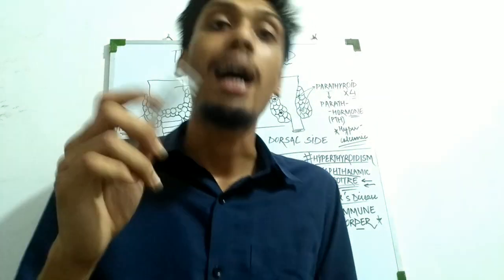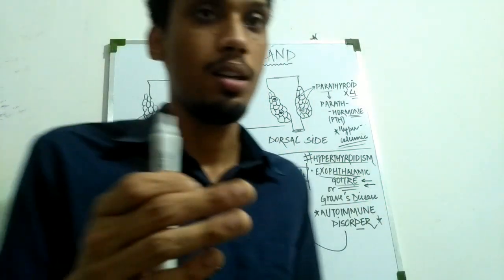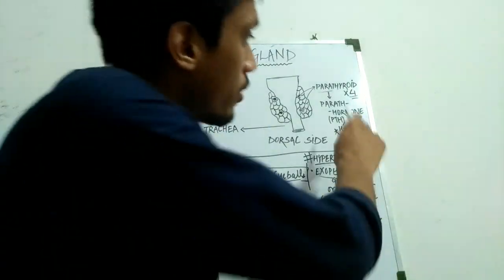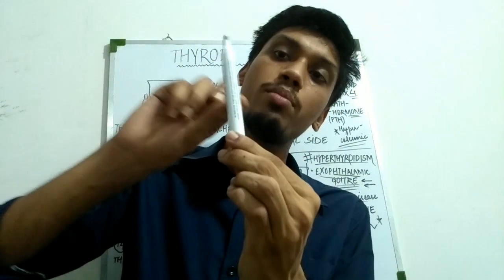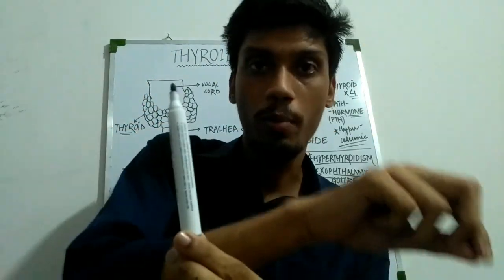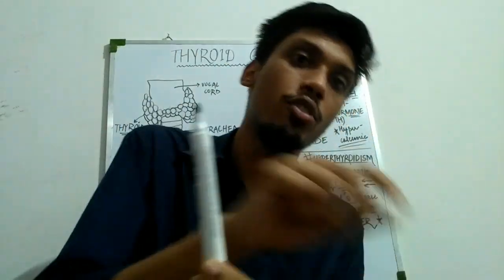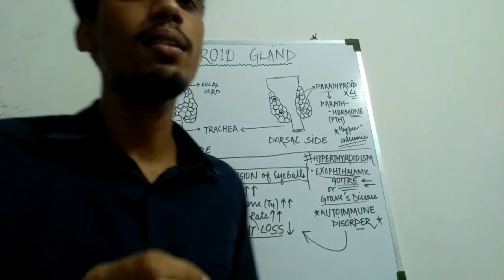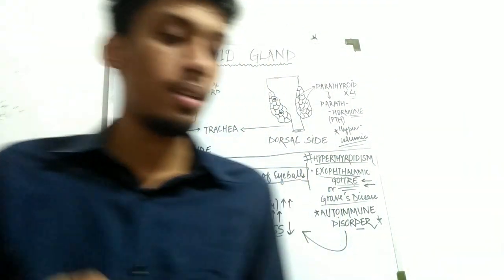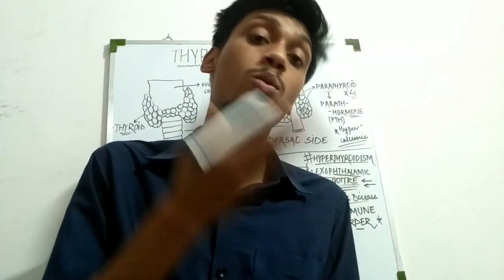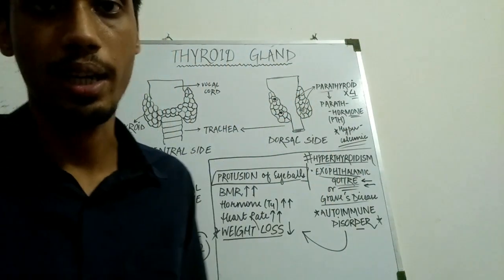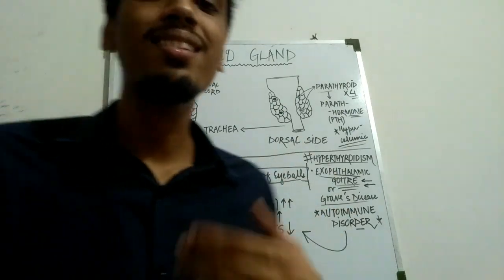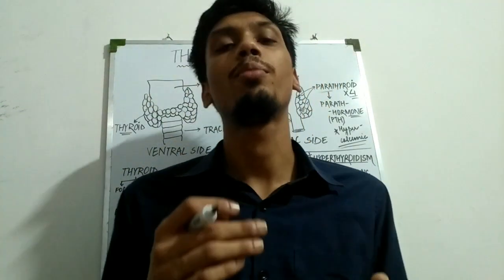Hypercalcemia means high level of calcium in the blood. Why is it happening? Because of this hormone. It will take the calcium from this bone and put it in the blood, so as a consequence, the calcium level in blood will rise very high, and that's why this leads to hypercalcemia. This is a phenomenon. So basically this is a check and balance system of the body.